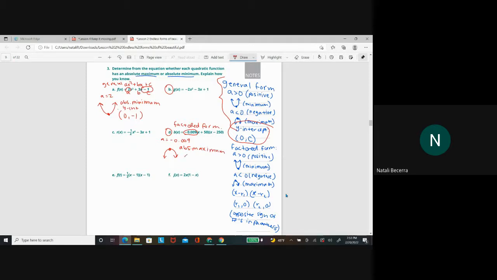And then we can figure out what the x-intercepts are. So look inside of the parentheses. This is x plus 50. What's the opposite of positive 50? Negative 50, right? So this is going to be (-50, 0). That's your first one. And what's the other one? The other one is x minus 250. What's the opposite of -250? Positive 250, so (250, 0). So that's how you do that.